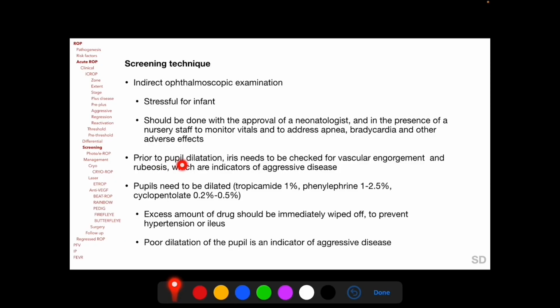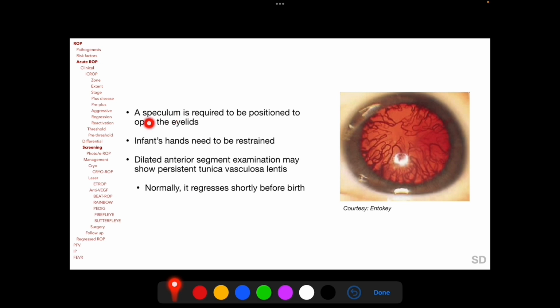Prior to pupil dilatation, the iris needs to be checked for vascular engorgement and rubeosis, which are indicators of severe disease. The pupils need to be dilated with recommended concentrations of tropicamide, phenylephrine or cyclopentolate, and the excess amount of drug should be immediately wiped off from the eyes to prevent systemic complications such as hypertension or ileus. Poor dilatation of the pupil following application of dilating drops is also an indicator of aggressive disease. A speculum is required to open the eyelids and the infant's hands need to be restrained.